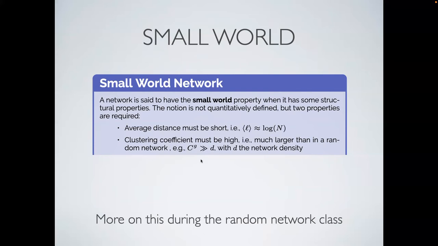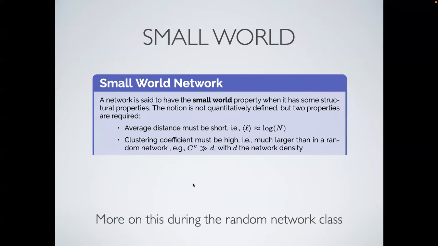Because this short average distance, as we will see in the random network class, is something you can also find in random networks. In a random network, you have a small average distance, but you don't have a high clustering coefficient. And you can easily create a network with a large clustering coefficient by putting in triangles, by having some regular structure. But in this case, you will have a long average distance. So what is important about many of the real networks that model real systems is that they have this small world property, an average distance which is small and a high clustering coefficient.